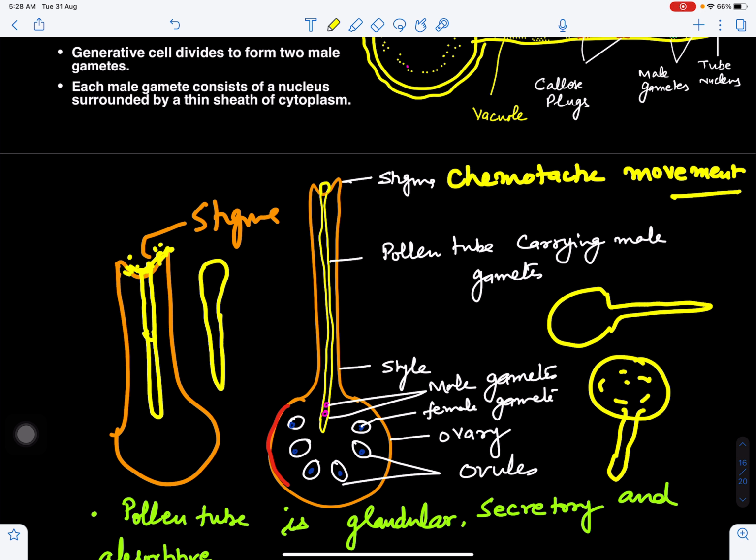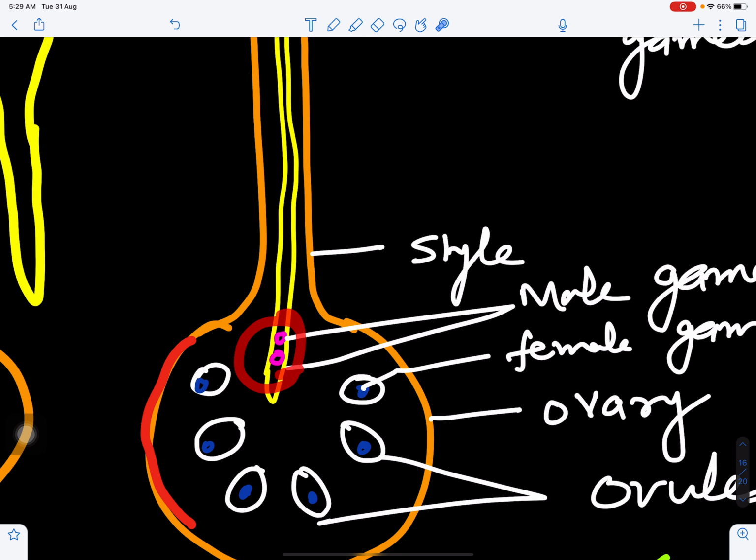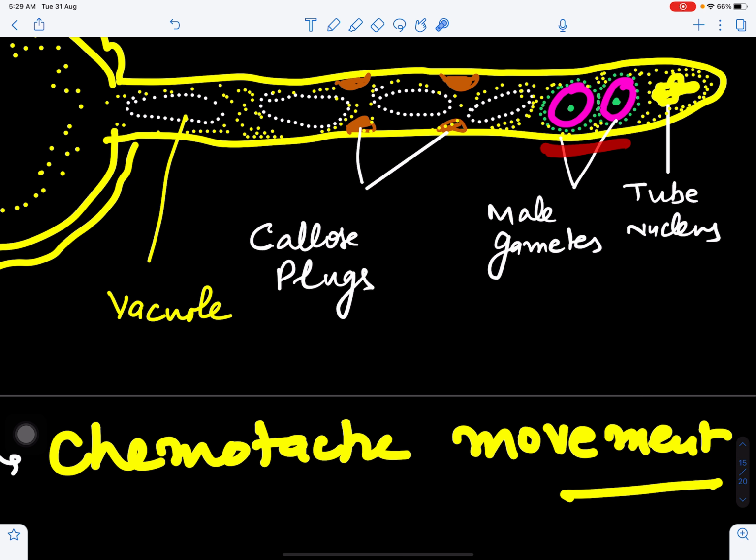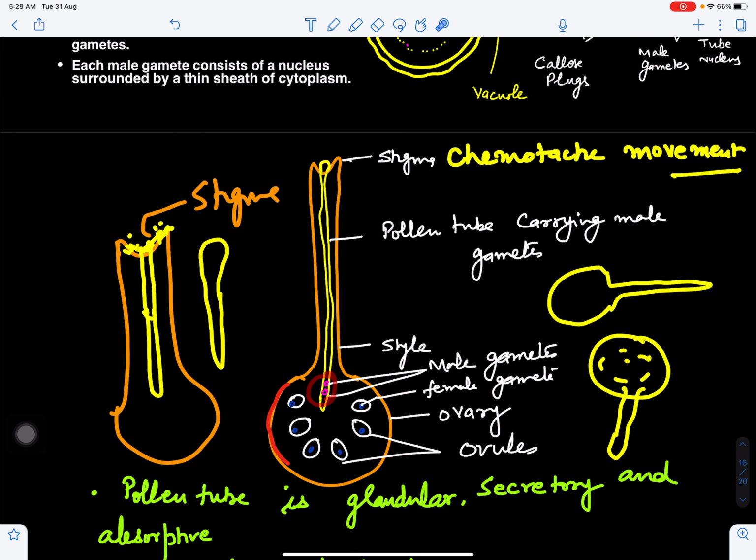And then inside the pollen tube we have two male gametes. We can see here two male gametes, like we saw in the previous slide, right? Now these male gametes will reach toward the female part, and these are the ovules. Ovules have the female gametophyte, and this pollen tube carrying the male gametes will reach toward the female gamete. Ultimately fertilization can take place, and that we'll discuss in the next videos.